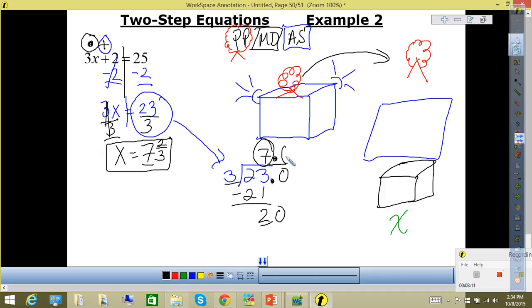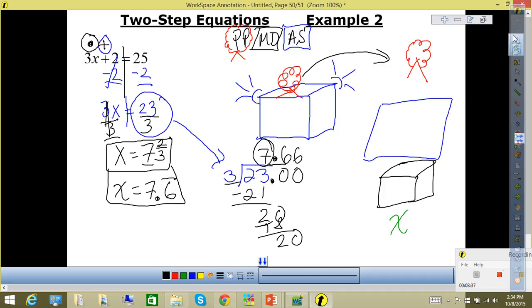3 fits in here 6 times. Add another 0. 3 fits in there again 6 times. What do you guys notice? A repeat. So therefore this could be x equals 7.6 bar. Either one is correct. Everybody got it? So we're going to use this process. I want you guys to write out the operation, so that we know what we're doing for each case.